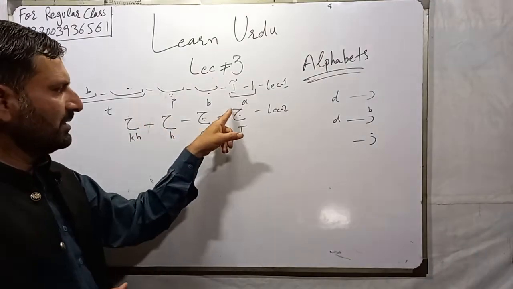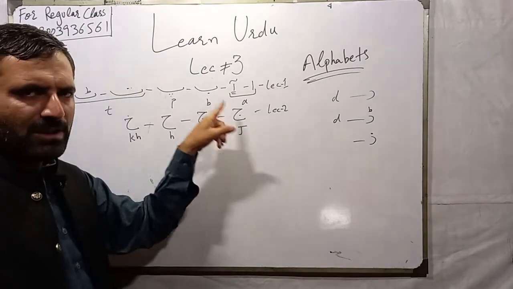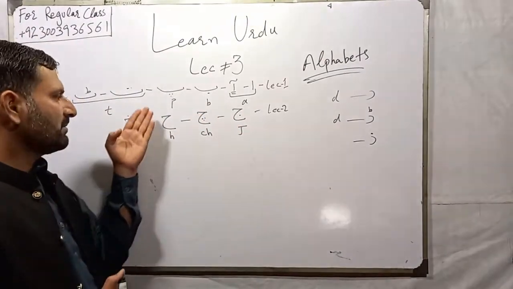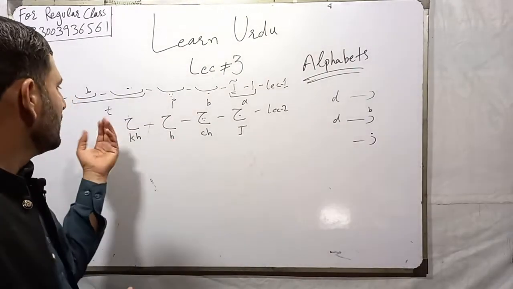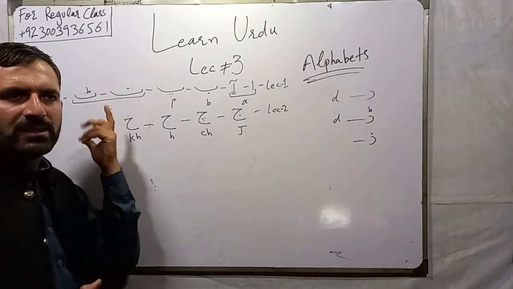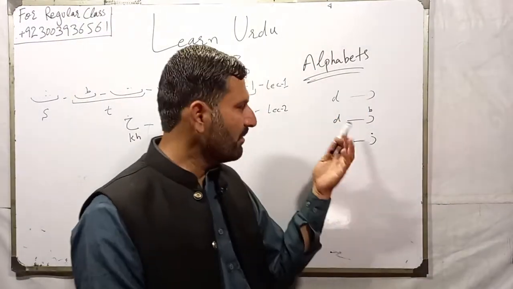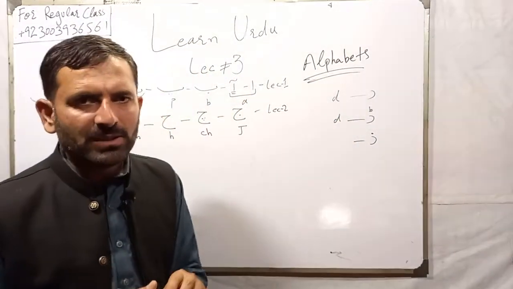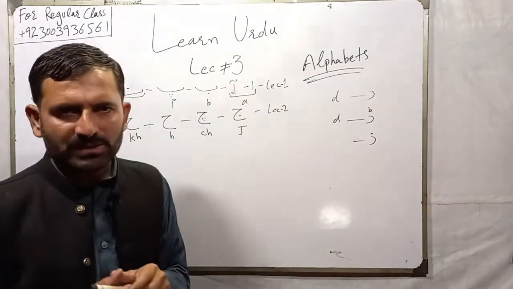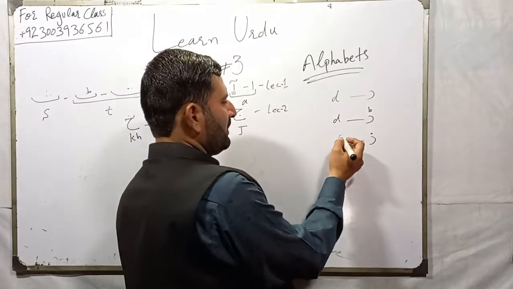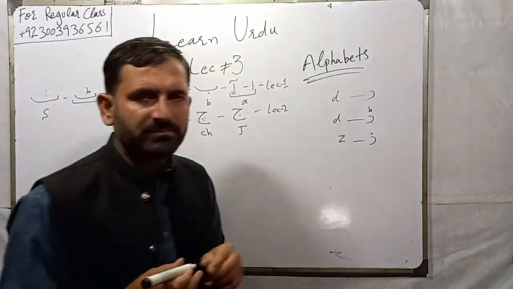If this has one dot, it is Jim. Three dots, it is Che. No dot, it is He. One dot on top is He. Similarly, with this one, the whole family has the same shape, and just the dots change their name. Zal, Za, sounds as Z, Za.